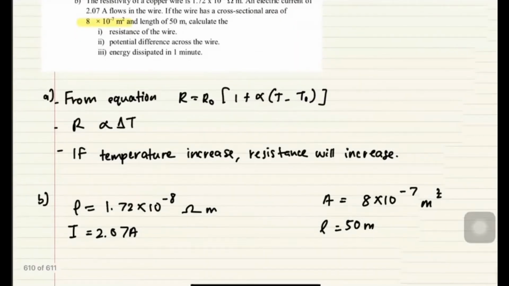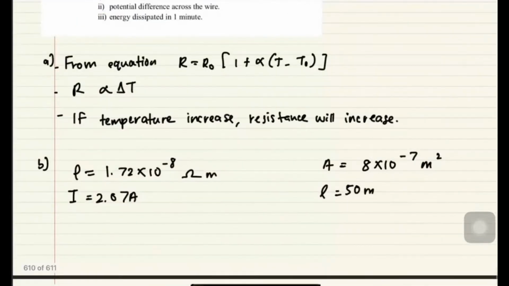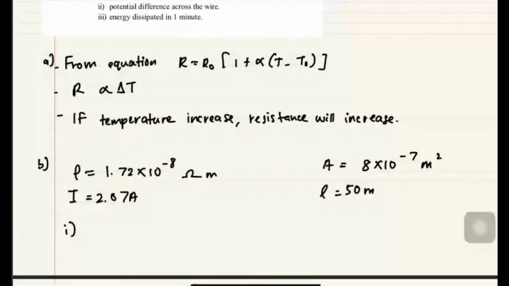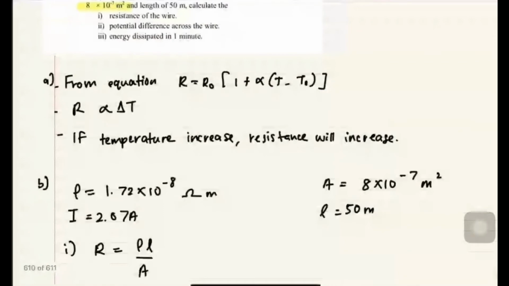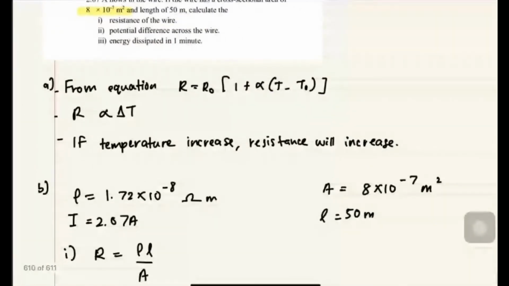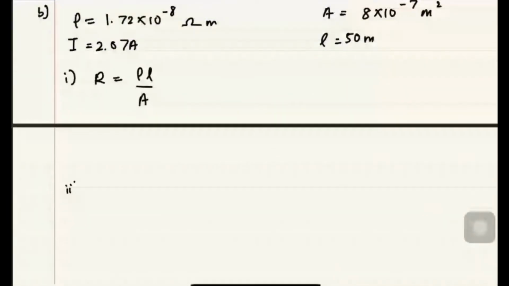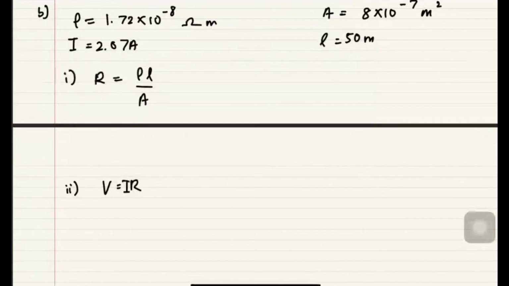For the first question, they want you to calculate the resistance of the wire. You can do that using rho equals RA over L, so R equals rho L over A. Just substitute the values and you should get the answer. For the second question, they want the potential difference across the wire. This one is pretty straightforward, you can use V equals IR. Again, this is based on the previous answer, so if your earlier answer was off, this one will be off too.